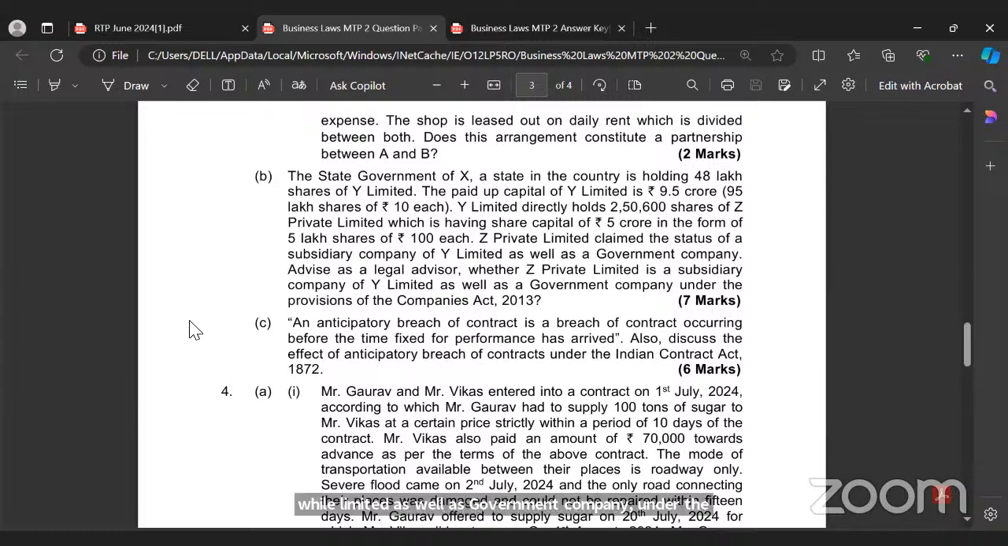7 marks. So first you'll have to give the definition of holding company and subsidiary company. Section 2(87), subsidiary company. When the holding company has the control of the composition of board of directors, or it holds more than half of the total voting power of another company, it is called a subsidiary company. Now tell me, how many shares is Y holding in Z? 2,50,600 out of 5 lakhs.